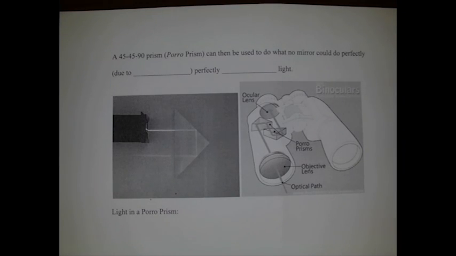Now there are all kinds of fascinating examples and applications of total internal reflection. One of them is something called the Porro prism.